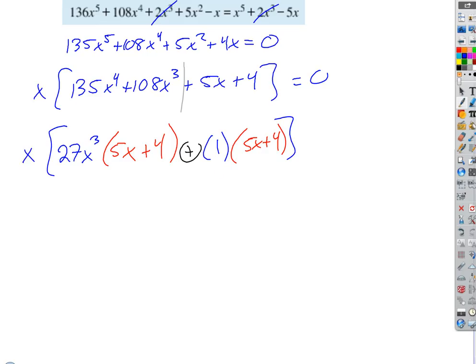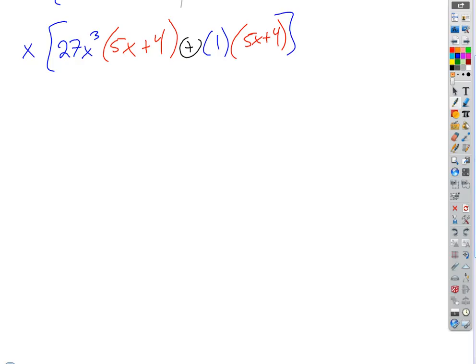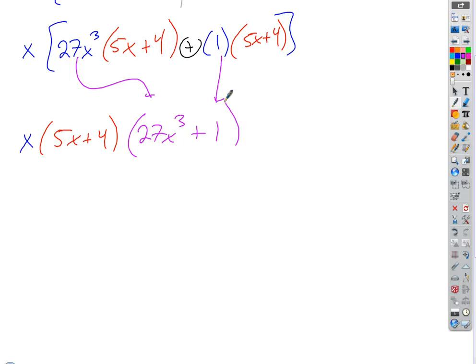So now we'll regroup. We've got our X out front. I've got two terms inside the brackets. Everybody see the structure of that inside the brackets? Got a big term on the left, a big term on the right. The common factor in each term is 5x plus 4. So we'll take out the 5x plus 4, and what are we left with? 27x cubed plus 1. Right?